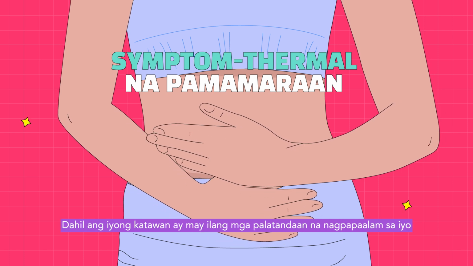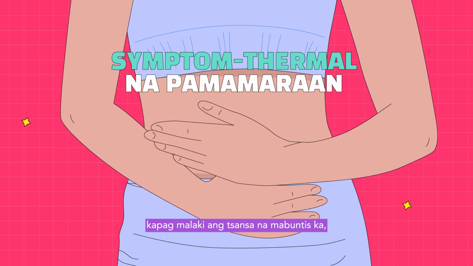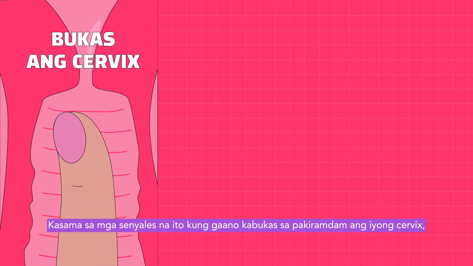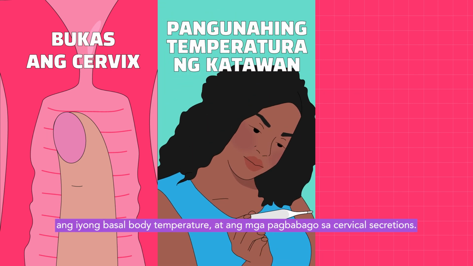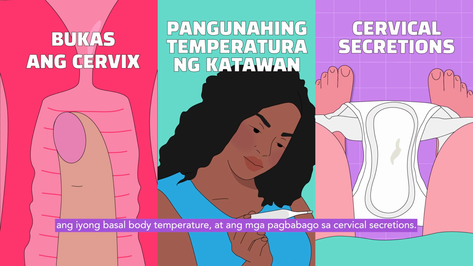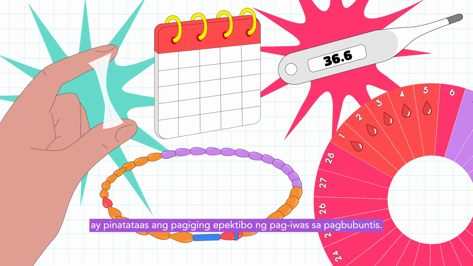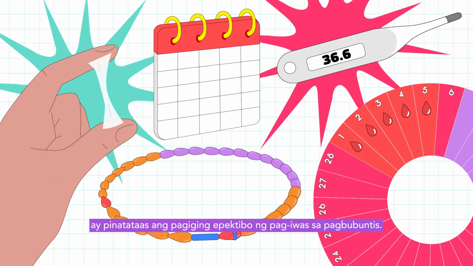4. The symptom thermal method combines multiple fertility awareness methods to predict the days you can get pregnant. As your body has several signs that let you know when you are likely to get pregnant, this method tracks several of them at once. These signs include how open your cervix feels, your basal body temperature, and the changes in cervical secretions. Using 2 or more fertility awareness methods increases the effectiveness of pregnancy prevention.